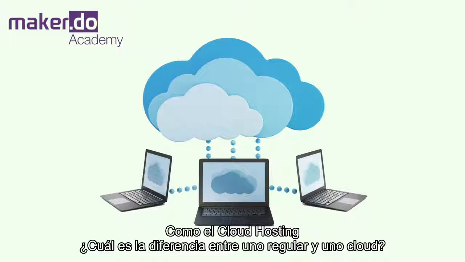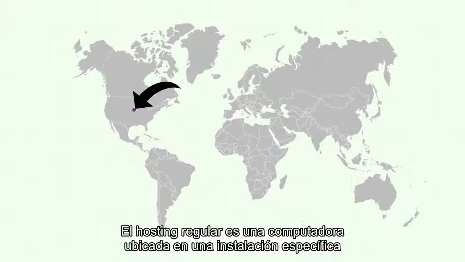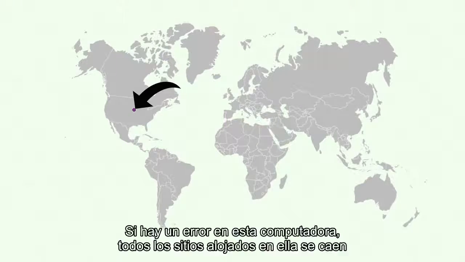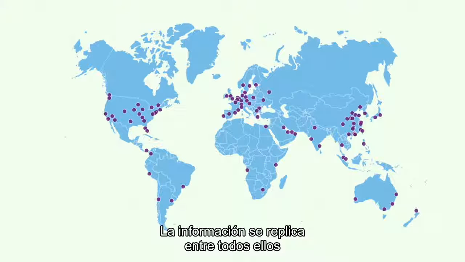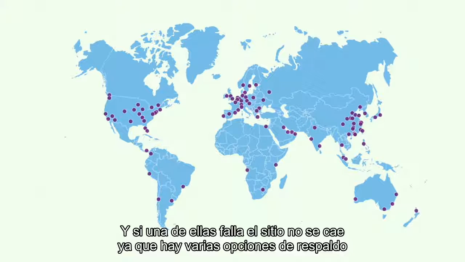And what is the difference between a regular hosting and a cloud hosting? A regular hosting is a computer that is located in a certain facility and has a large amount of folders hosting different websites. If there's any error in this computer, all websites that are hosted inside this computer go down. A cloud hosting, on the other hand, is a network of computers around the world. The information is replicated among these computers, and if one of them fails, the website does not go down as there are several backup options.